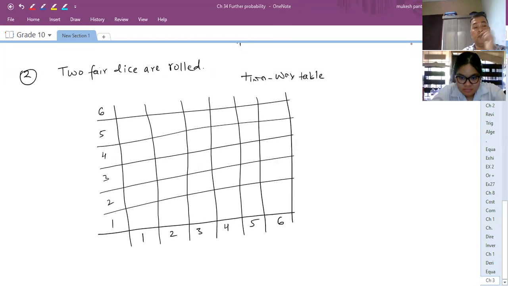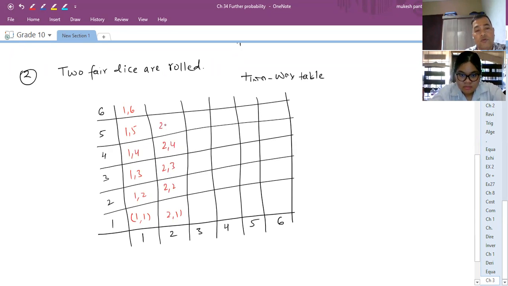Now this is a two-way table for when two fair dice are rolled. See how to collect the outcomes. First 1, 1, this is the first outcome. It's not necessary to write the brackets. Then 1, 2, 1, 3, 1, 4, 1, 5, 1, 6. And then 2, 1, 2, 2, 2, 3, 2, 4, 2, 5, until 2, 6. Do the same for 3, 4, 5, and 6.